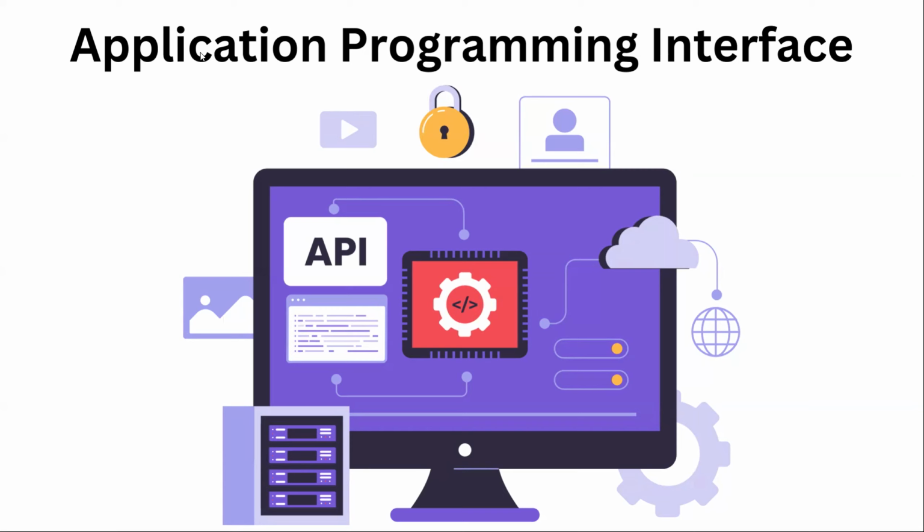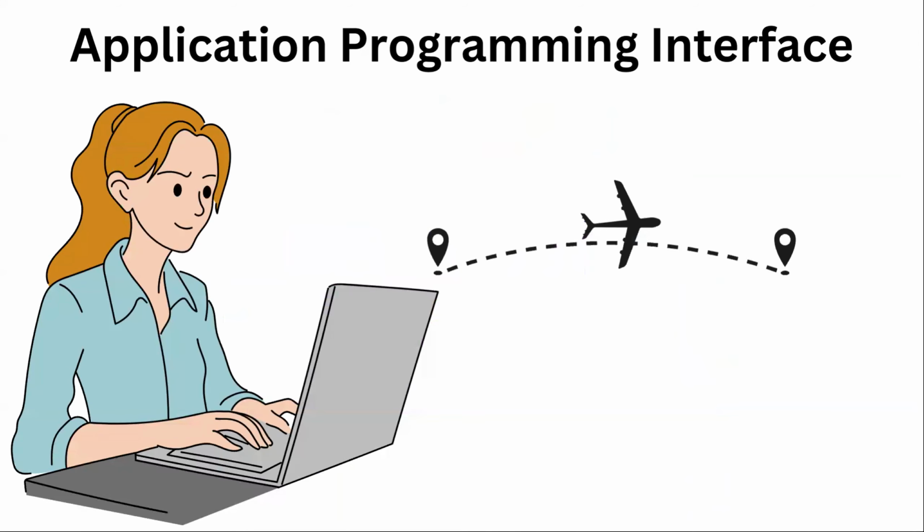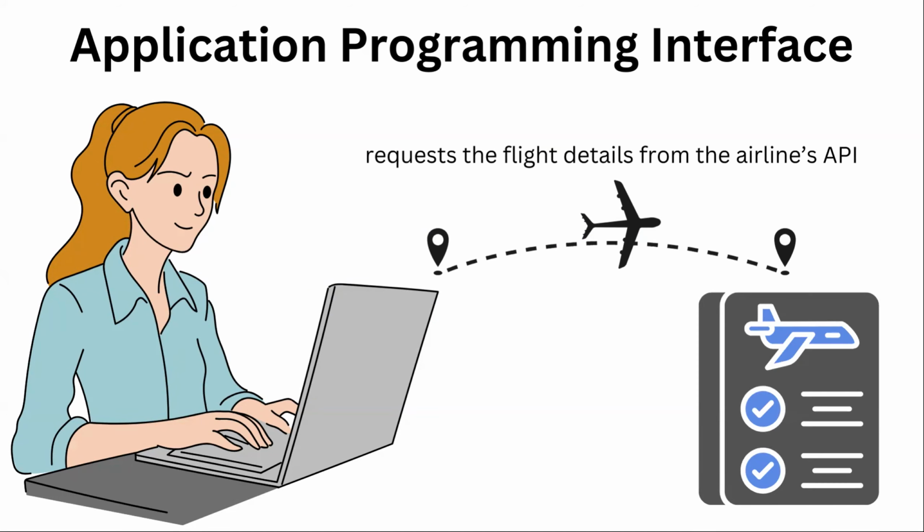What is an API? API stands for Application Programming Interface. Think of it as a bridge that allows different applications to communicate with each other. For example, when you book a flight online, the travel website isn't storing all the flight data itself. Instead, it requests the flight details from the airline's API, which sends back the relevant data. This interaction happens in milliseconds.